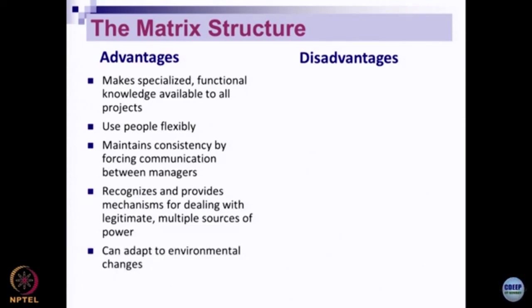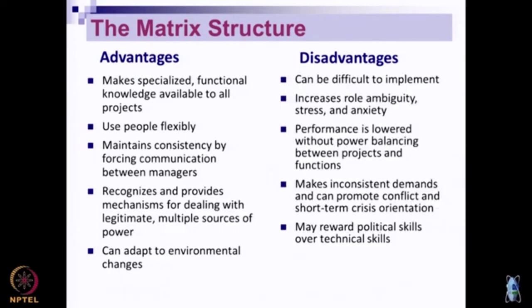The matrix structure, since it is localized or specific to a project, and at the same time is connected to the larger organizational functions, has more flexibility to maneuver its path and respond to the project requirement or the customer's requirement. There are disadvantages as well of the matrix organization. Number one, it can be difficult to implement. Matrix organization is a complex organization structure.